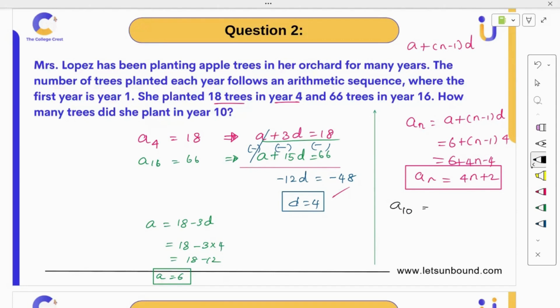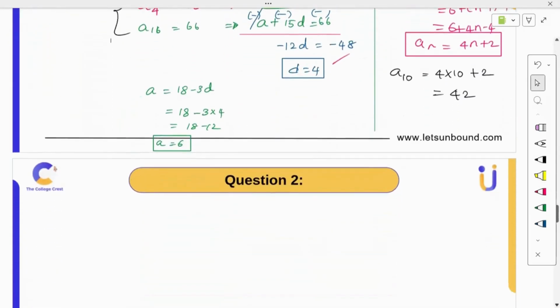So now I want a10. A10 is 4 times 10 plus 2. 40 plus 2, 42. So there will be 42 trees in year 10. Right? That's simple. So we just need a simple manipulation technique here. And we are moving to last question.